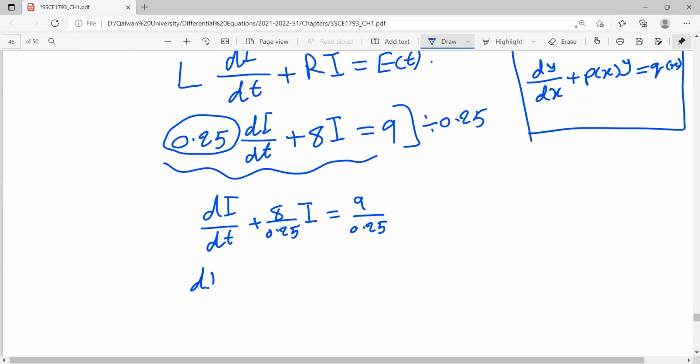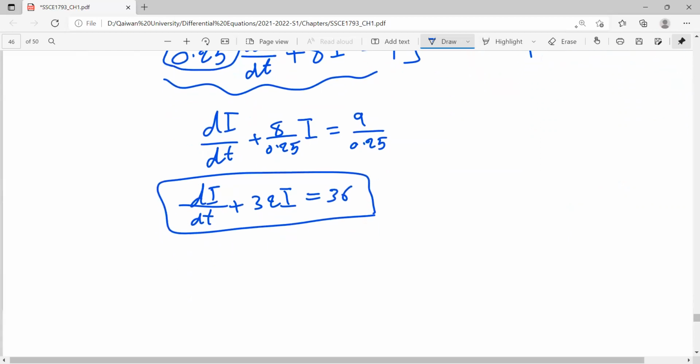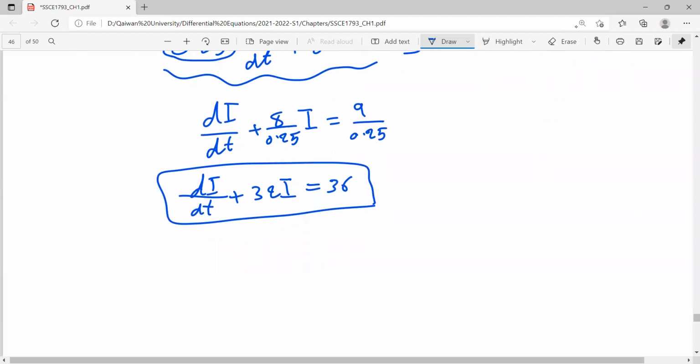We get di/dt plus 32I equals 36. This is our linear differential equation. What we do now, we are going to determine p of x and q of x. What's p of x and what's q of x? Here, p of x is the coefficient of I, which is 32. And q of x is the right-hand side, which is 36.